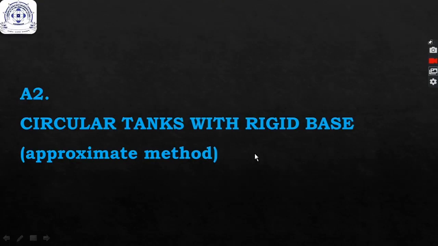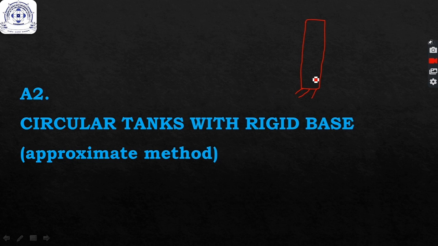Now let us continue with the second type of circular tank resting on ground, that is circular tank with rigid base. This I'll be explaining first with the help of approximate method, then IS code method. By now you have learned a lot of RCC elements and you must be conversant with the behavior of an element which is fixed or rigid at the base.